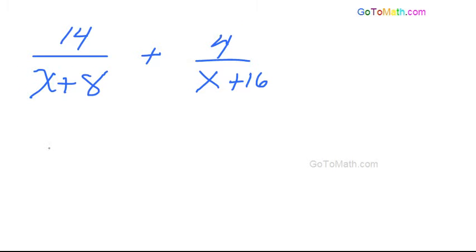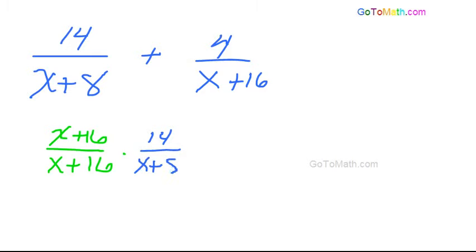And look at here, I didn't even write enough room. We're going to do x plus 16 over x plus 16, right? Times 14 over x plus 8. Takes care of that side. Plus, and then we'll write 4 over x plus 16.